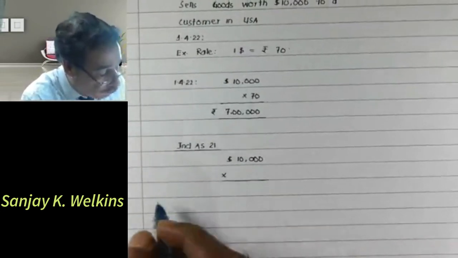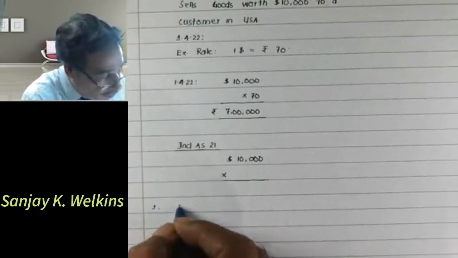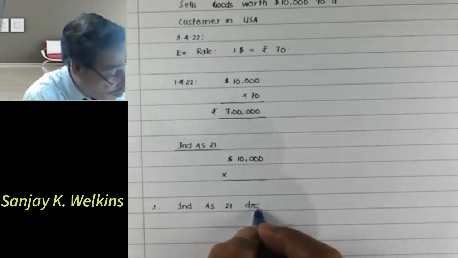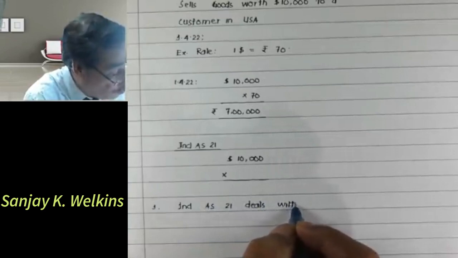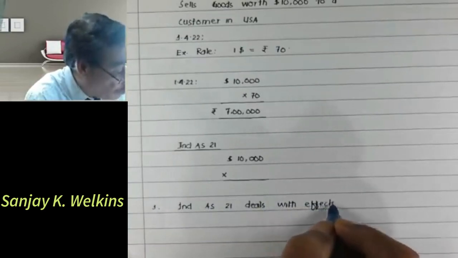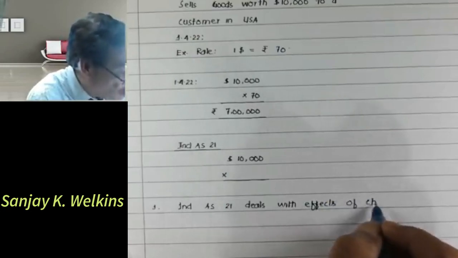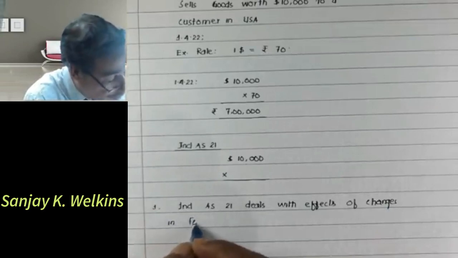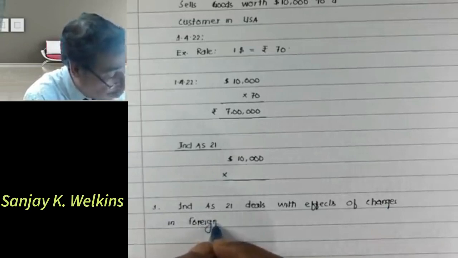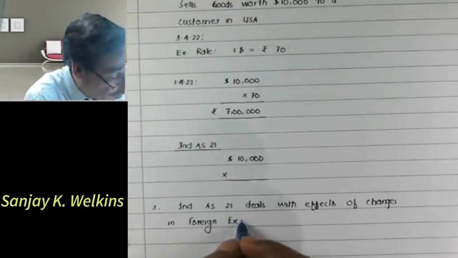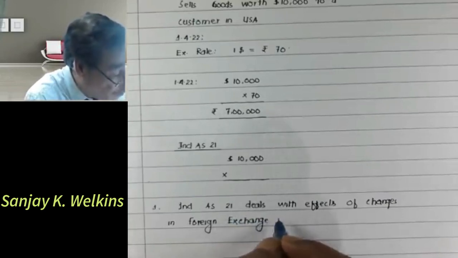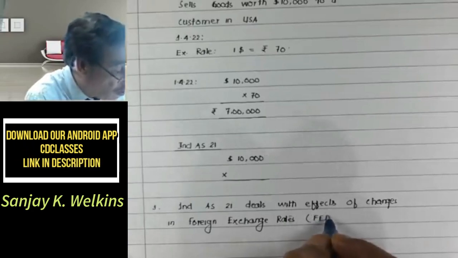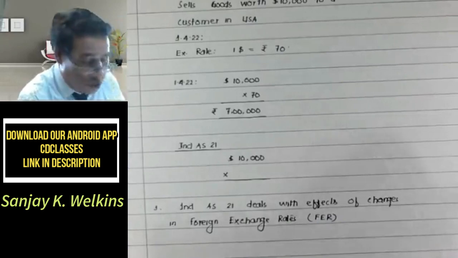Point number one, as I normally start off with. Ind AS 21 deals with effects of changes in foreign exchange rates. I'm going to use lots of abbreviations, so please pay attention, because every time it is not possible to write in full, and moreover it's a very lengthy standard. Effects of changes in foreign exchange rates. So I will write here FER. This is the abbreviated form which I am going to use for foreign exchange rate, correct?